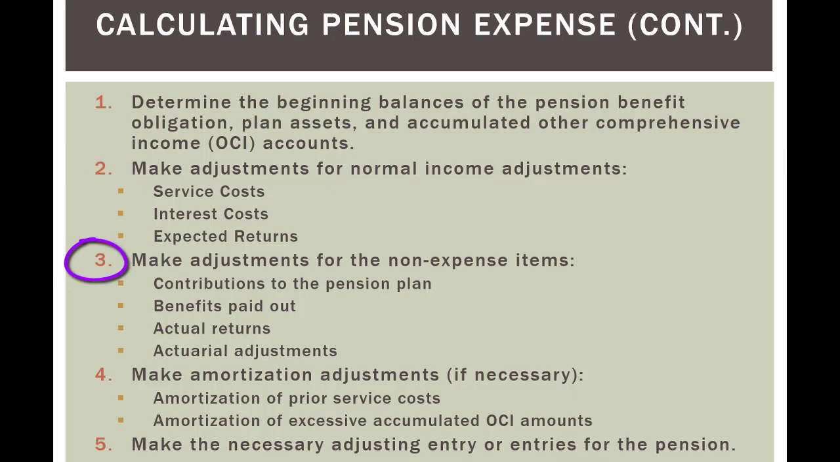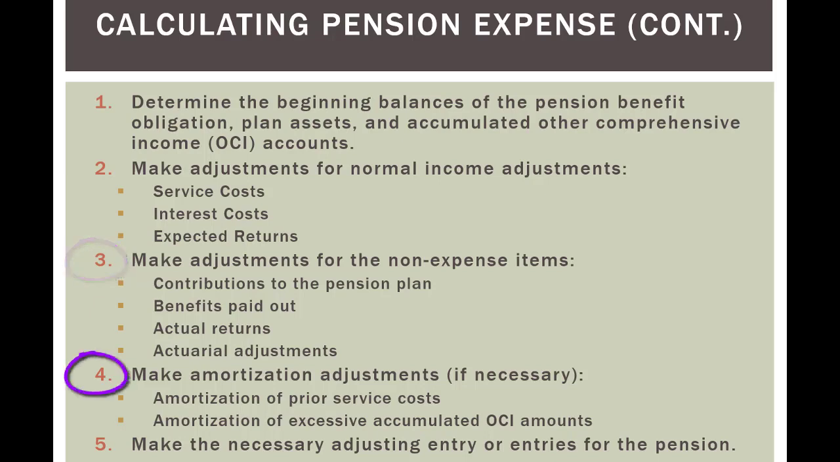We then make adjustments for some non-expense items. That's step 3. These happen most of the time, but not necessarily always. As a company, we may make contributions to the plan. If we've got retirees, the plan is paying out. If we have actual returns where we've made some real money, not just the estimates, but real returns, we take that into account. And then if the actuary has changed the statistics, then we make that adjustment as well.